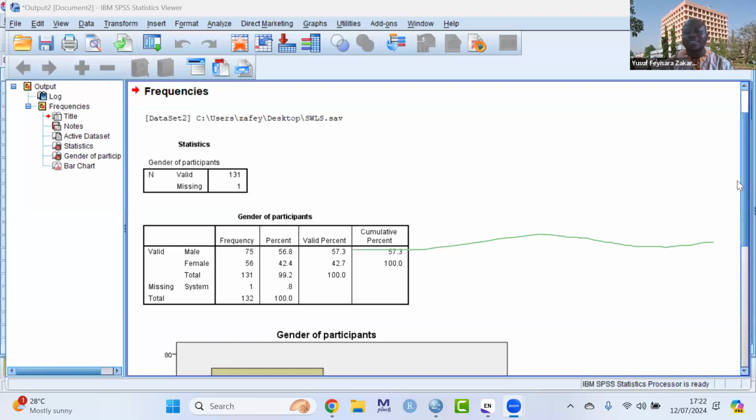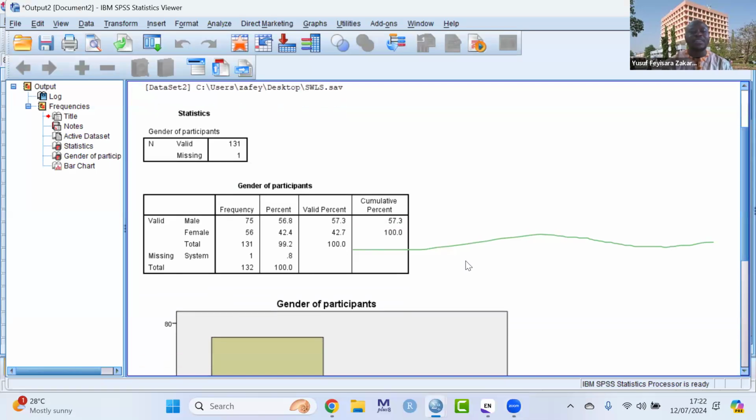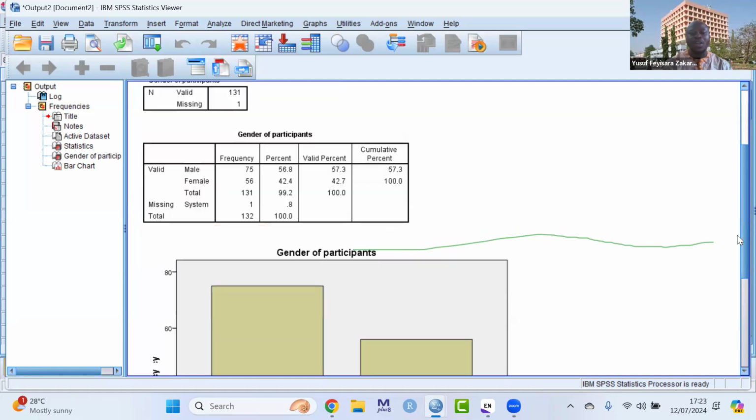All right. The second table you see here is about the distribution of your participants. So you have the valid cases for male. There are 75 males and there are 56 females. The percentages are here and the total is 131 with one system missing. All right.